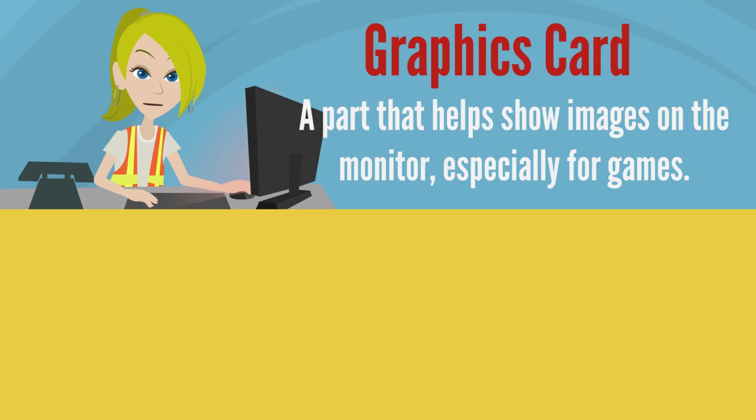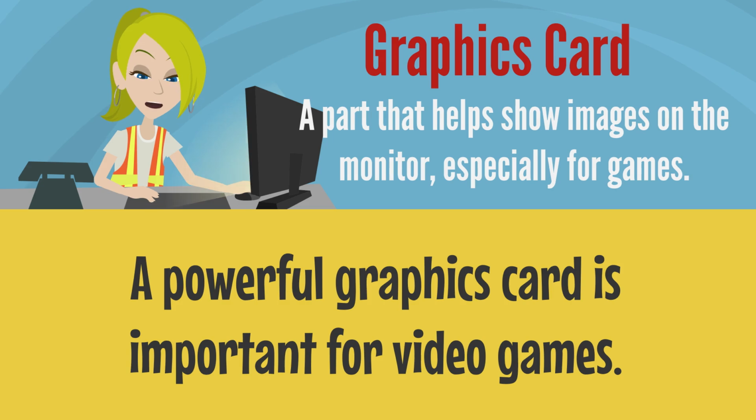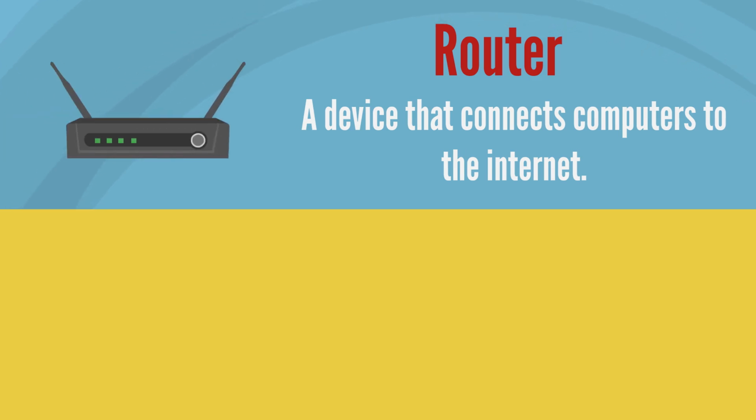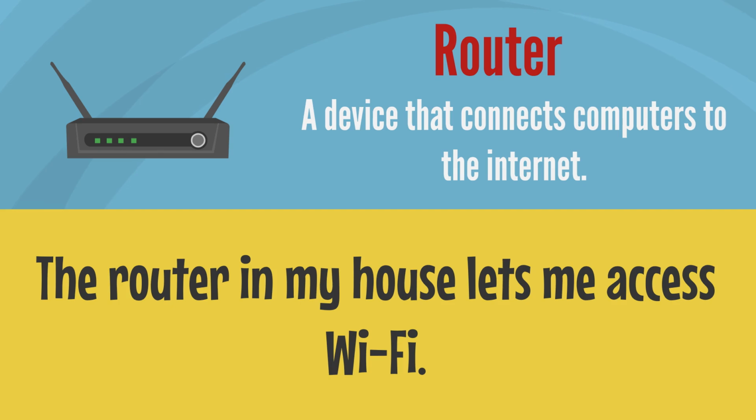Graphics card. A part that helps show images on the monitor, especially for games. A powerful graphics card is important for video games. Router. A device that connects computers to the internet. The router in my house lets me access Wi-Fi.